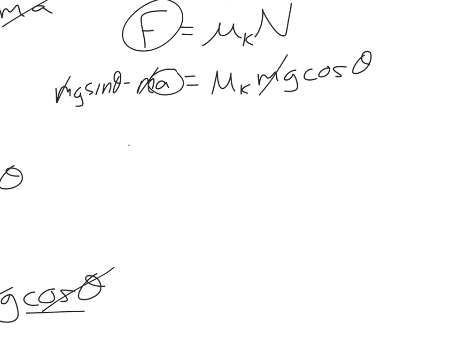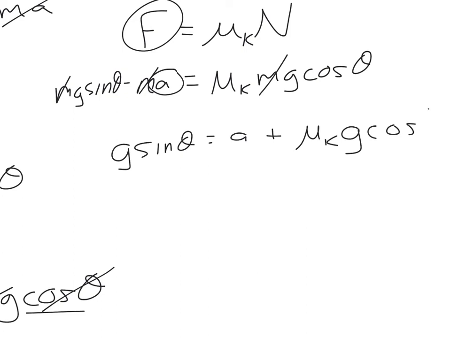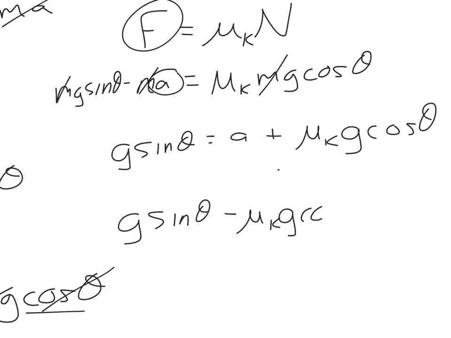So I'll get g sine theta equal to a plus mu kinetic times g cosine theta. And then I will subtract this. And so I will get g sine theta minus mu k g cosine theta equal to a. And we figured out the angle. That was what we did last time. We now know the angle is 39 degrees. So let's plug all that in.